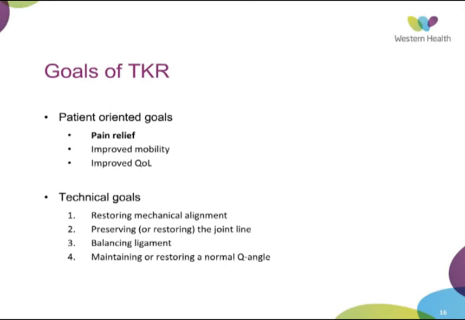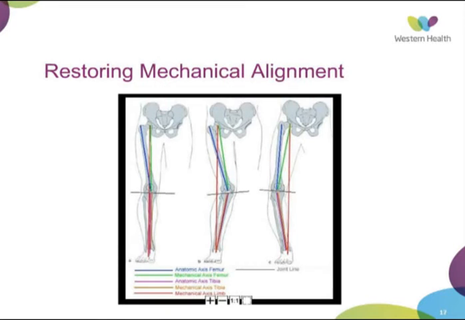preserving or restoring the joint line or joint height, and balancing the ligaments and soft tissues, as well as maintaining or restoring a normal Q angle to allow proper patellofemoral tracking. So if we talk about each of those things, first of all, looking at restoring mechanical alignment.